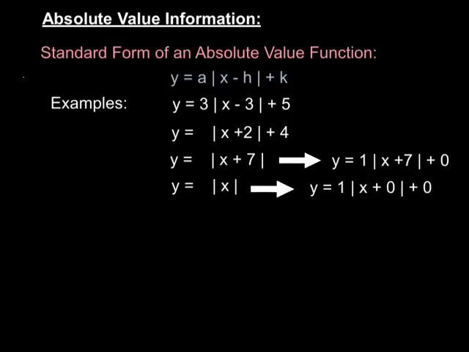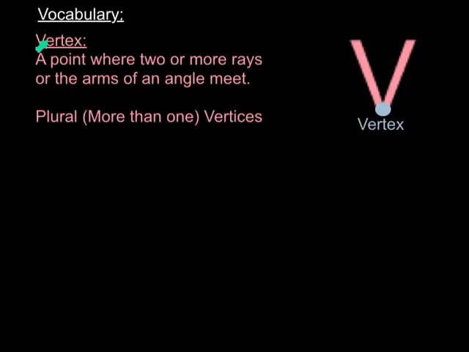Now that's going to become important, because I'm going to talk to you next about how you get a point from the graph. Just by looking at these numbers, you will be able to graph very quickly. The first word I would like to go over in the vocabulary section is vertex. This is a point where two or more rays, or the arms of an angle, meet. You can see here that's a ray, and this is another ray, and they meet at this point. This point is called a vertex.